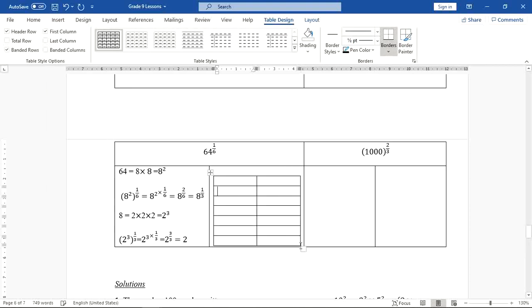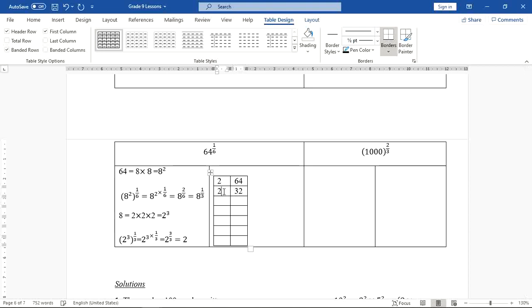Okay, we make it very small so it can fit, and then we start putting in the number 64. So the smallest prime factor that can divide 64 is 2. 2 goes into 64 how many times? 32 times. Then again the smallest prime factor that can divide 32 is 2. It goes in 16 times.